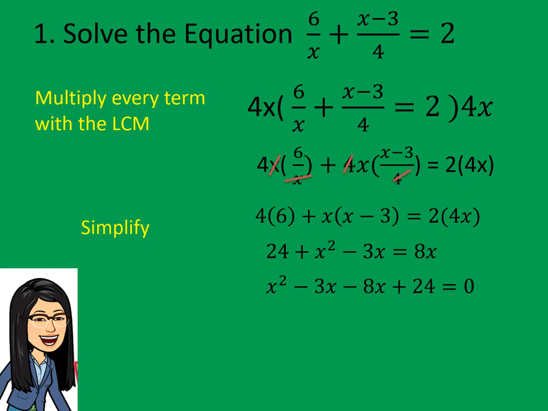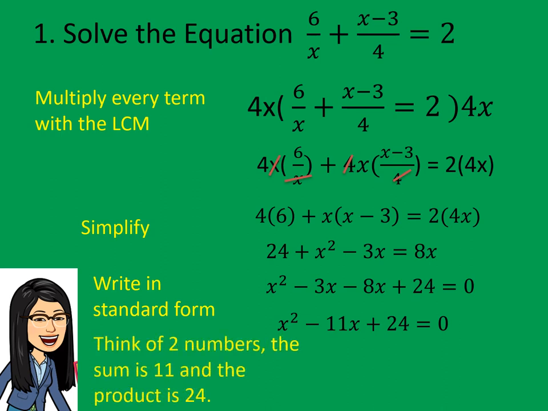Let us combine similar terms. So the result will be x squared, then combining negative 3x minus 8x will give us negative 11x. Let us copy 24 equals 0. You can now solve this using any solutions that we have discussed. But let us use the shortcut method. Think of two numbers. The sum is 11 and the product is 24. Are you ready? So the value of x can be 8 or 3.